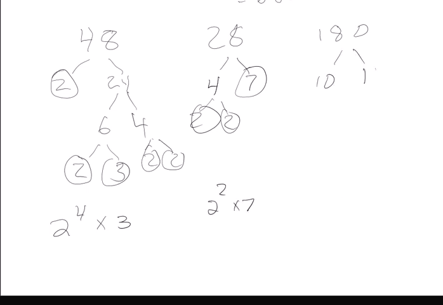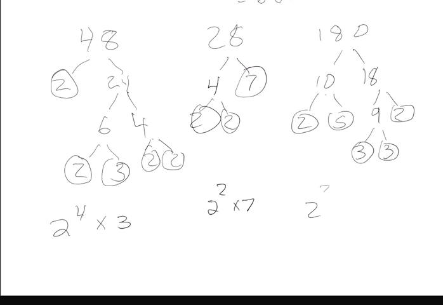180 is 10 times 18. Neither of those is prime. 10 is 2 times 5. Both of those are prime. 18 is 9 times 2. 2 is prime. And then 9 is 3 times 3. And those are both prime. So this is 2 squared times 3 squared times 5.